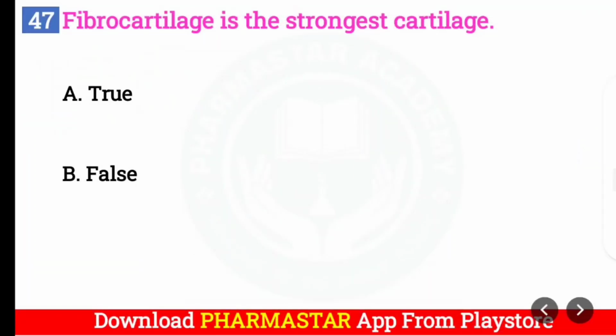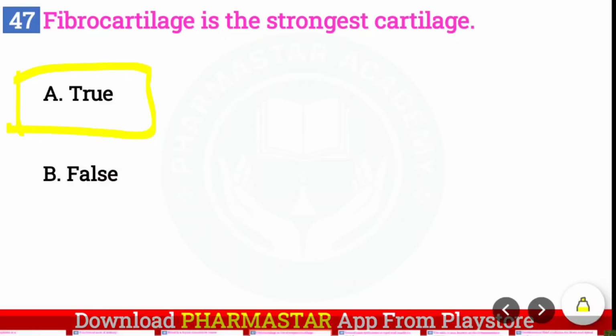Next question. Fibrocartilage is the strongest cartilage. Option A, true. B, false. Fibrocartilage is the toughest and strongest type of cartilage. It contains dense bundles of type 1 collagen fibers, making it highly resistant to heavy compression and stress. You can find it in high-stress areas of the body, such as the intervertebral discs and the menisci of the knees. The correct answer is option A, true.